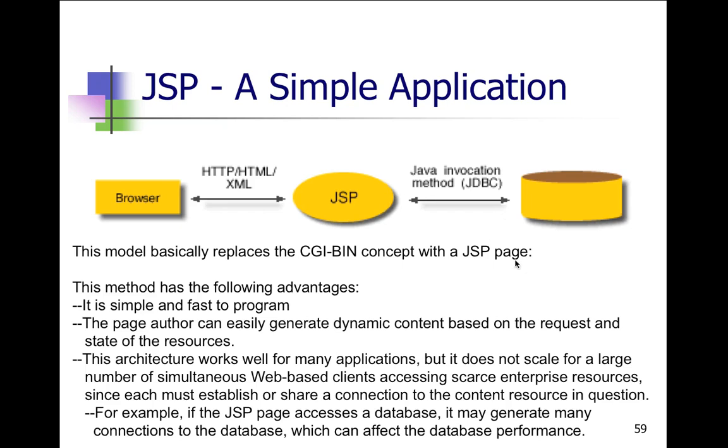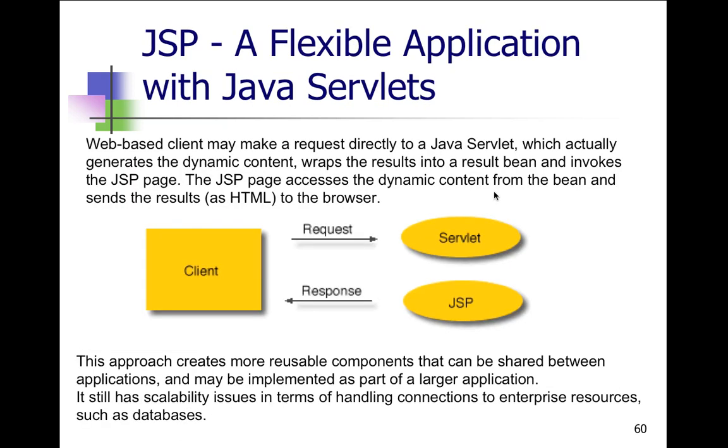Replaces CGI in concept, but it's equivalent in terms of efficiency. Every single client is having their own instance of the object created, and they're using their own data. And here's the problem, here's the bottleneck right here. This is going to stay the same, but here's the bottleneck right here. We've got everybody invoking a method for JDBC. You don't want to do that. That's way too time consuming. So as an example, if the JSP page accesses a database, it may generate many connections to the database, which can affect the database performance.